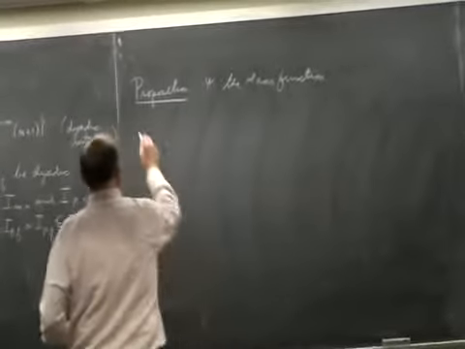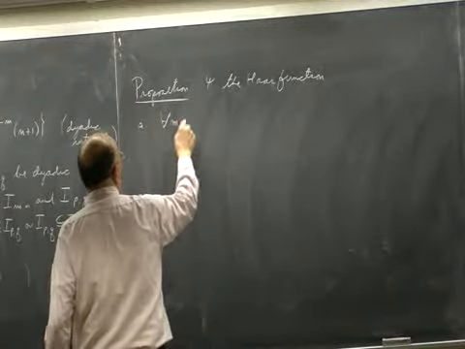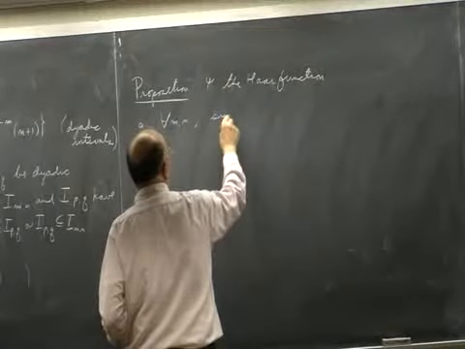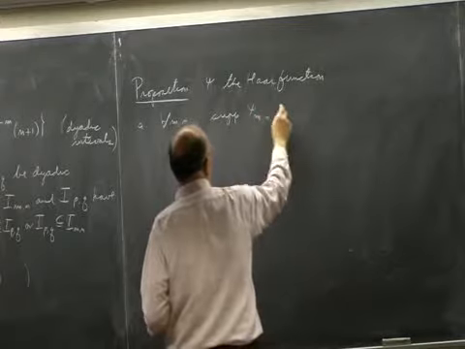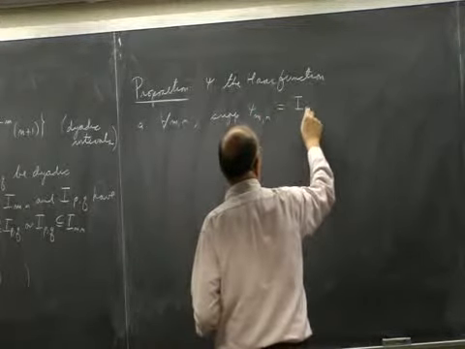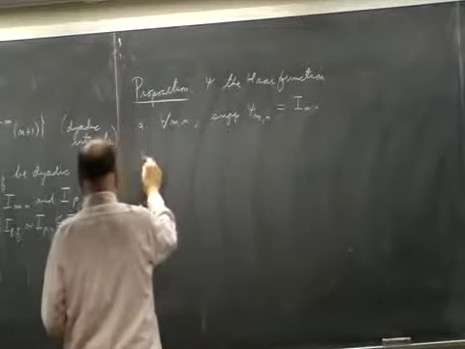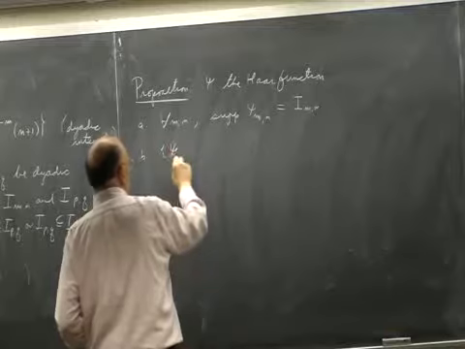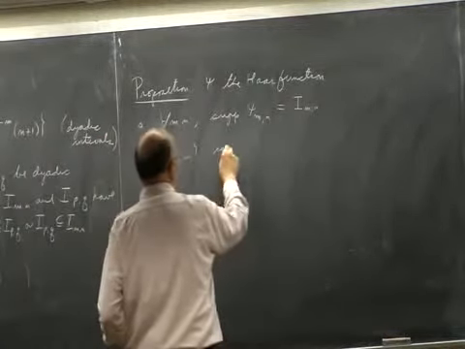And then A is: for all m and n, the support of psi mn is equal to I mn. And B, the Haar wavelet system is orthonormal.